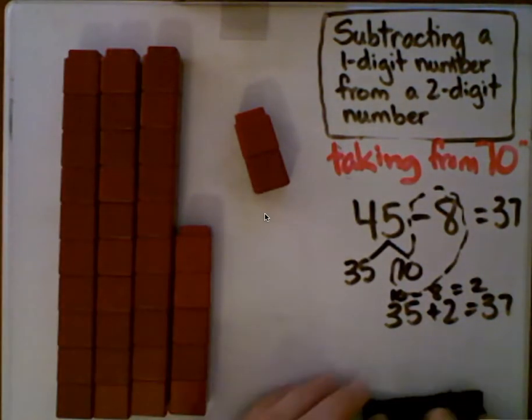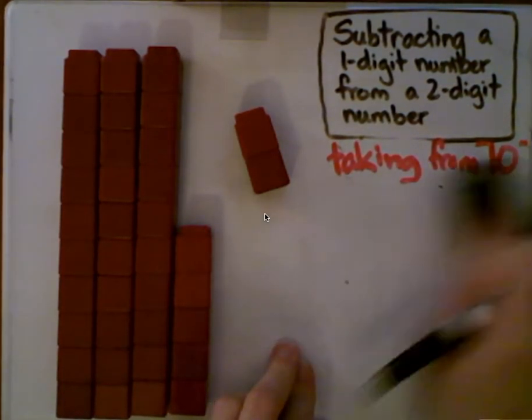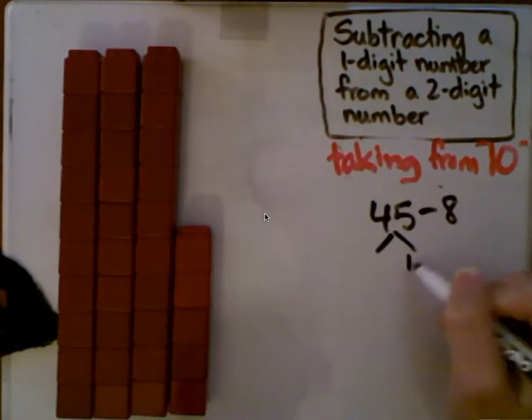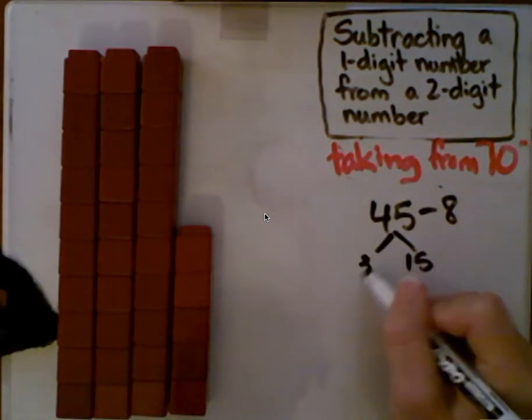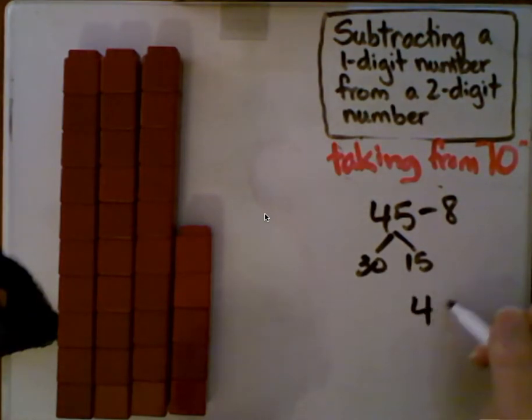I'll do one more silently so you can try and figure it out. And this is helpful because if we had 45 minus 8, you could take out 15, so that you do 15 minus 8. That's how we do it in our standard algorithm.